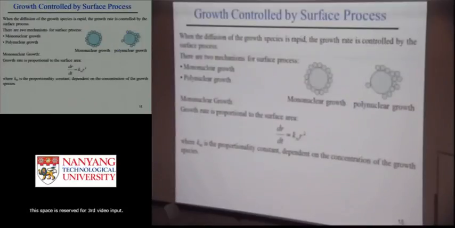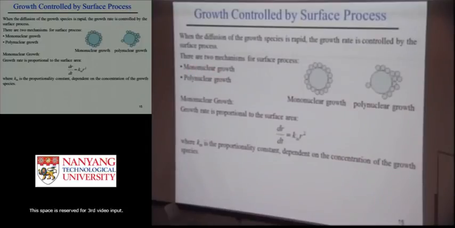What about the other one? The other one is the interface control, the absorption process. When the diffusion of the growth species is rapid, diffusion is quick, then the absorption process is considered the slower process. So the growth rate is controlled by the surface process, meaning the absorption. There are two mechanisms for the surface process. Even within the surface absorption process of growth, there are two kinds of growth.